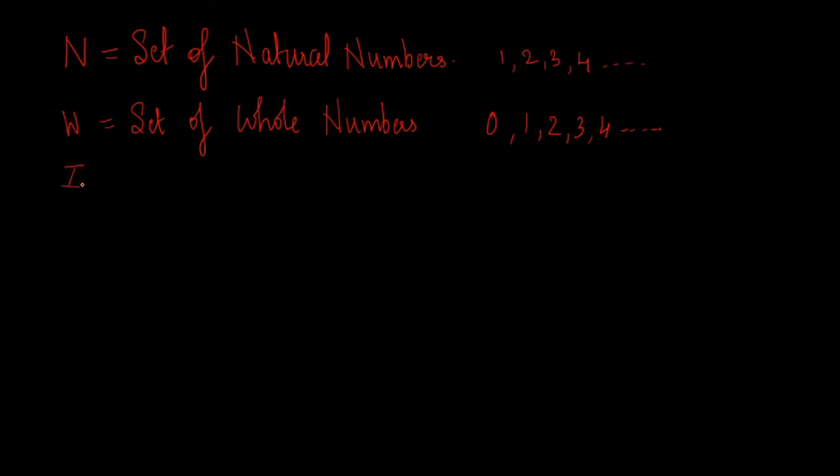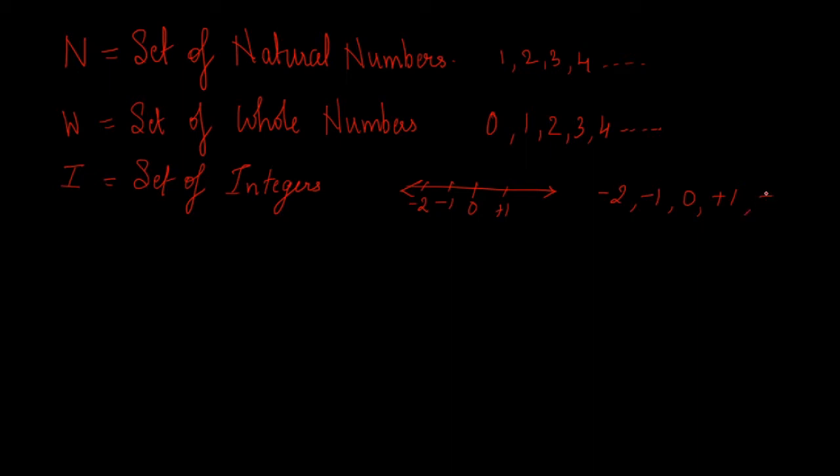When we have I, it is nothing but the set of integers. Now when we talk about integers, children, you are all familiar that on the number line you have positive numbers on the right hand side and negative numbers on the left hand side. So this is a set of all negative numbers, 0 as well as positive numbers.